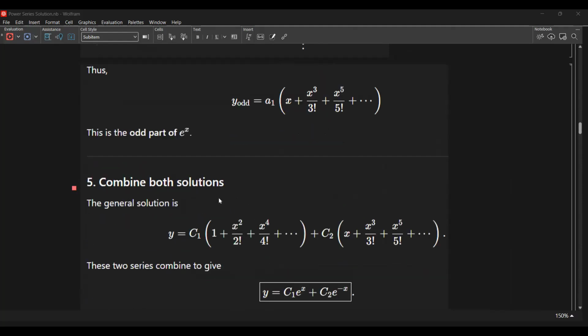So we combine both solutions. The general solution is this for the even solution, and this for the odd solution.